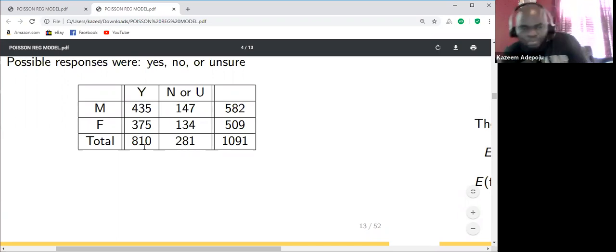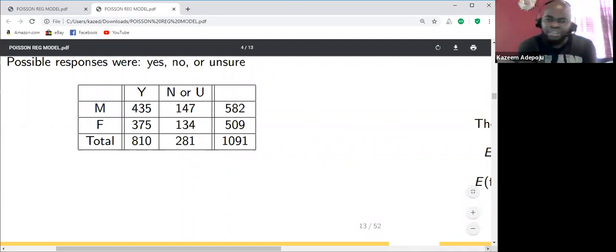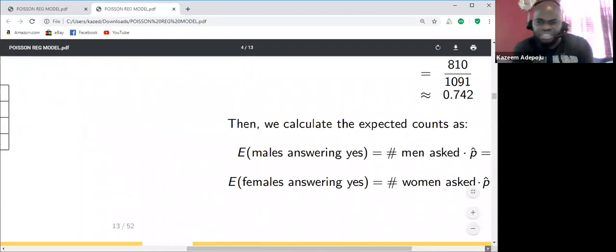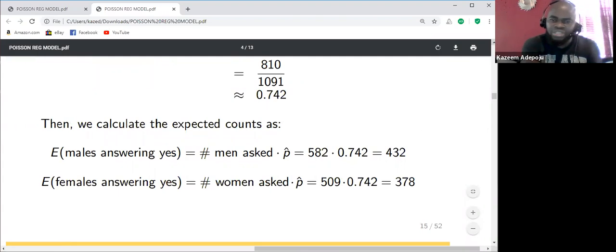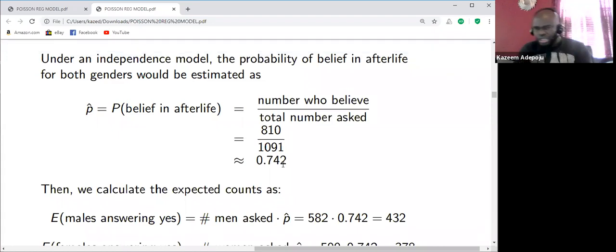So what is the probability associated with yes in general? The probability of yes in general is going to be the number of yes in the survey divided by the total number of respondents. And that is why we got 810 divided by 1091. So the probability of belief in afterlife is going to be 0.742. Is there anyone who has trouble figuring out the probability of believing in afterlife based on the data set here? Is there anyone?